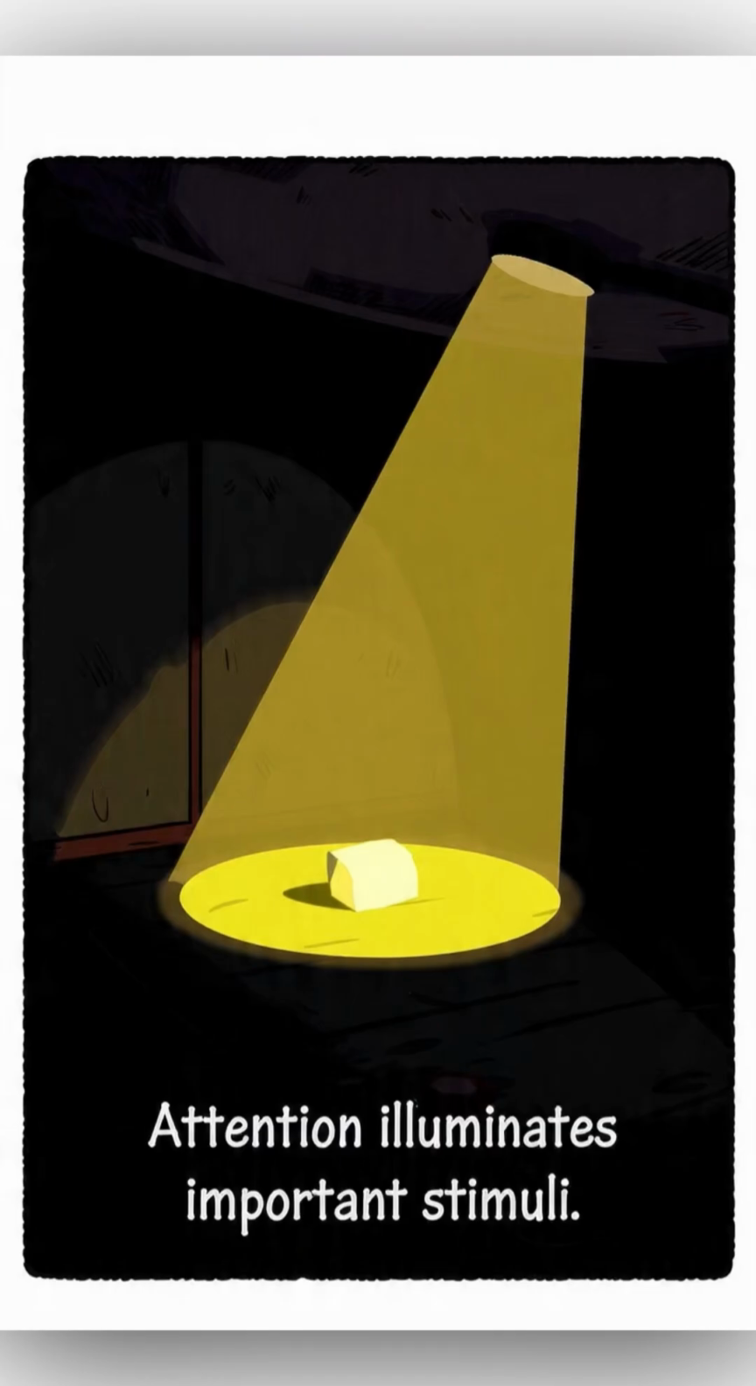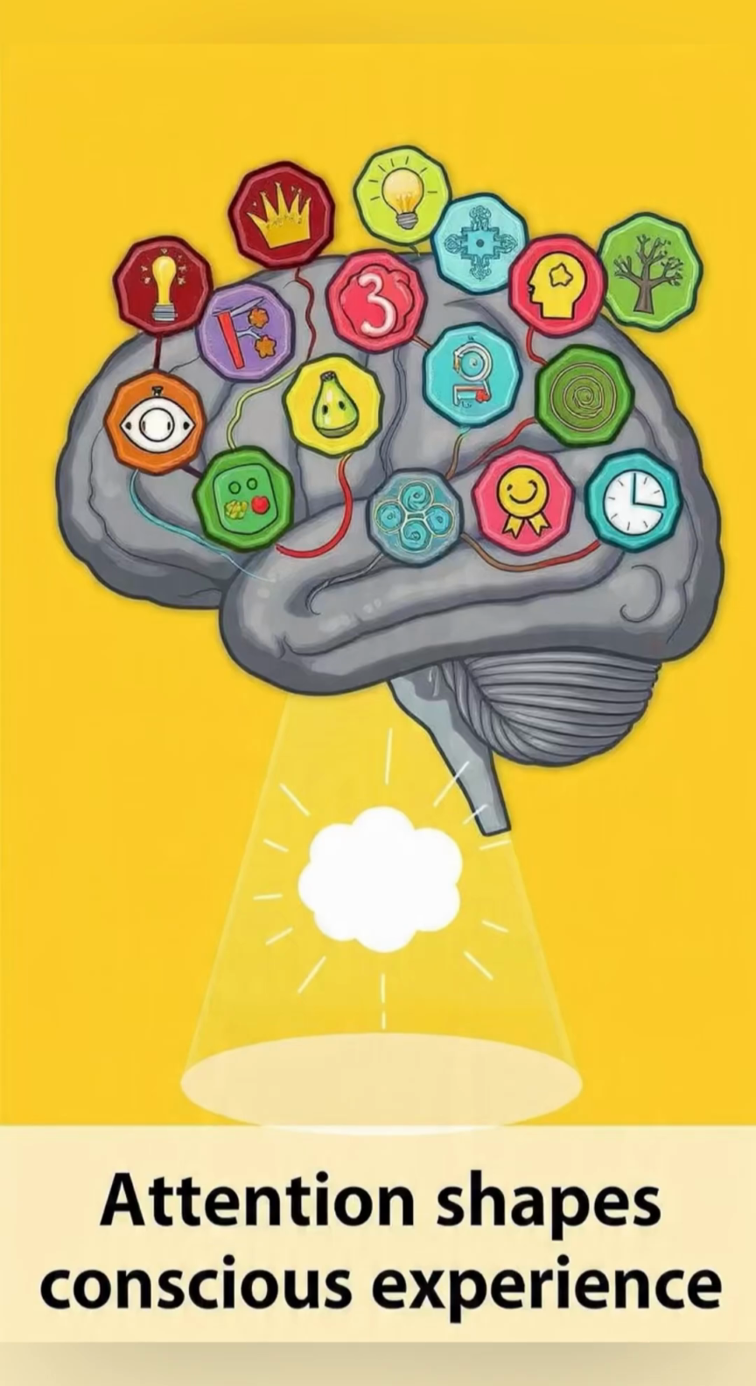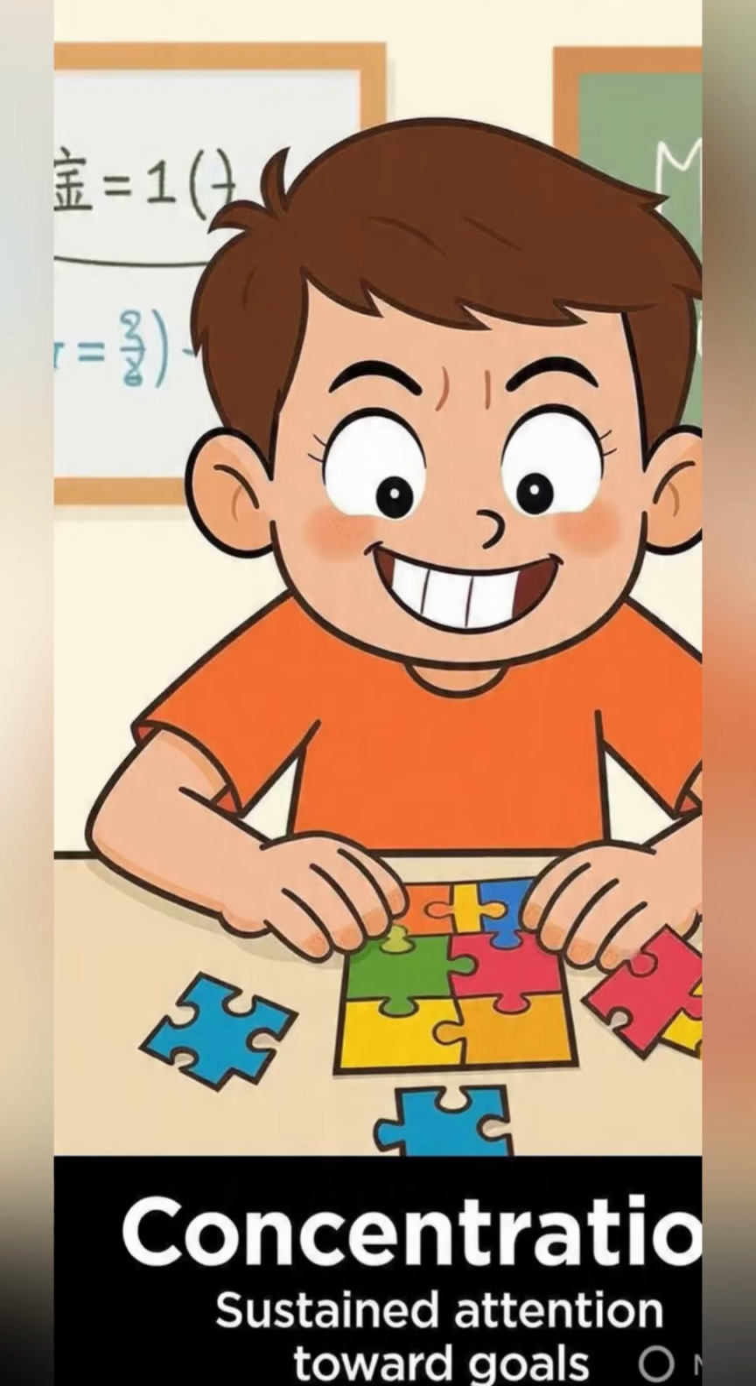Attention illuminates important stimuli. A dark room with one glowing object illustrates how attention highlights relevant information, similar to shining a spotlight in darkness. Attention shapes conscious experience. Multicolored thought bubbles emphasize that our conscious experience is molded by attention, determining what we perceive, think, and remember. Concentration. Attention applied to achieve goals.